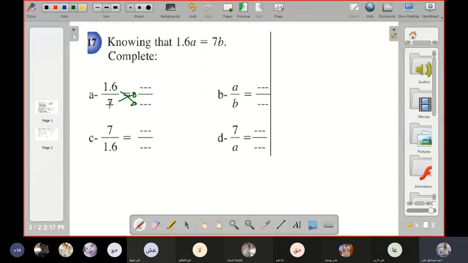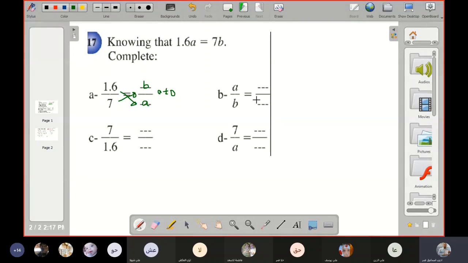By what do we multiply 7 to get 7b? We multiply 7 by b. So do we put b in the numerator or the denominator? Numerator. B is above and 1.6 is the denominator, here is the a. Very good. And we should say here A is different from 0.